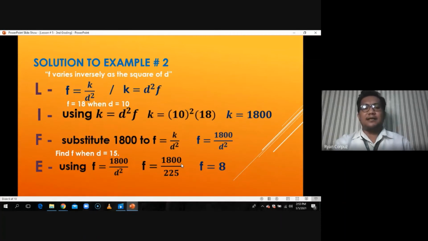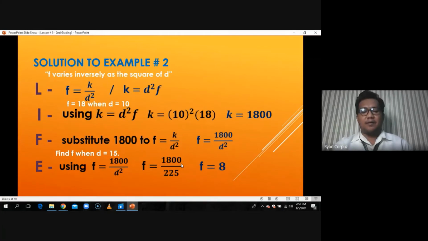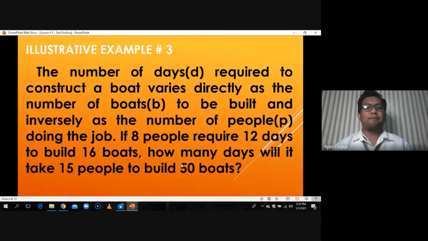So let's try another example para mas maintindihan pa natin ng mas mabuti. So let's have the third example here. So again, let me read the problem number 3. So the number of days represented by D required to construct a boat varies directly as the number of boats represented by B to be built and inversely as the number of people represented by P doing the job.